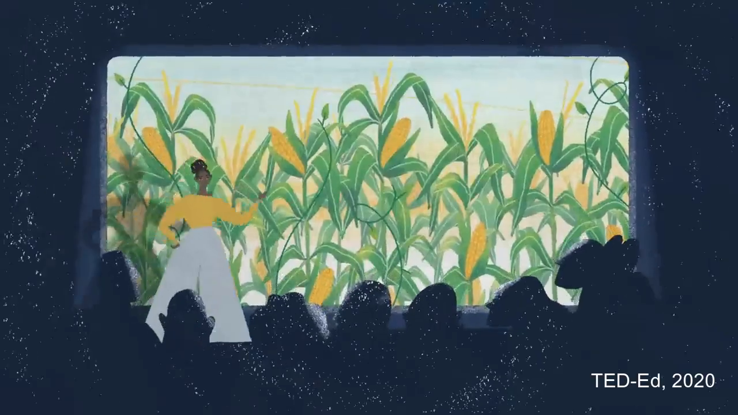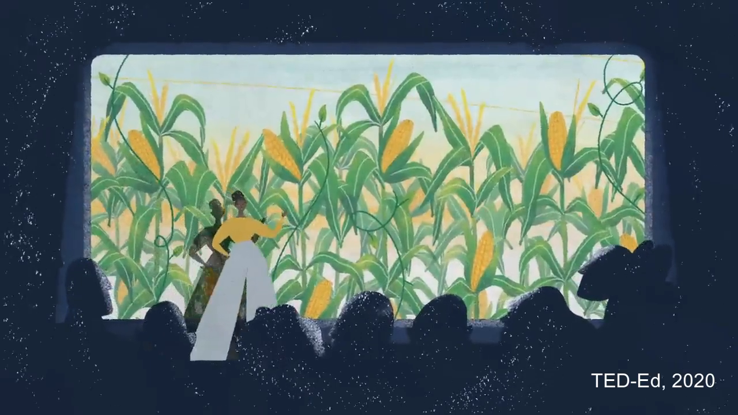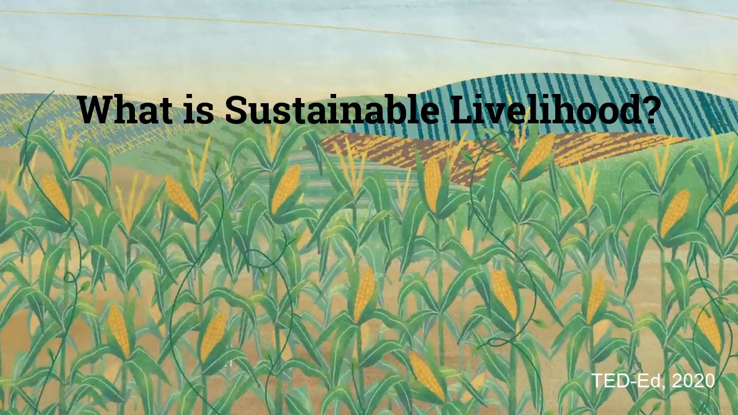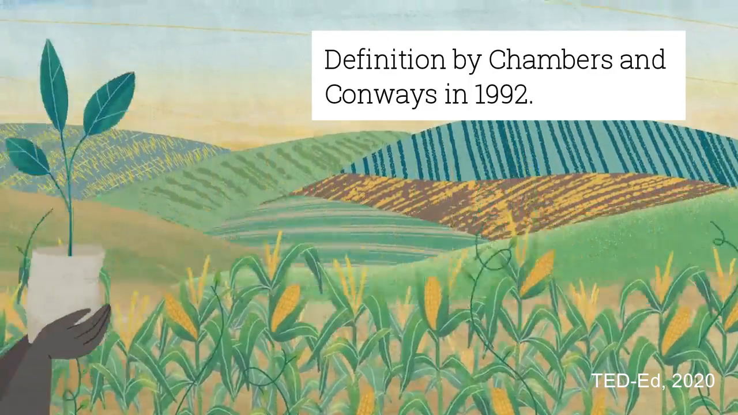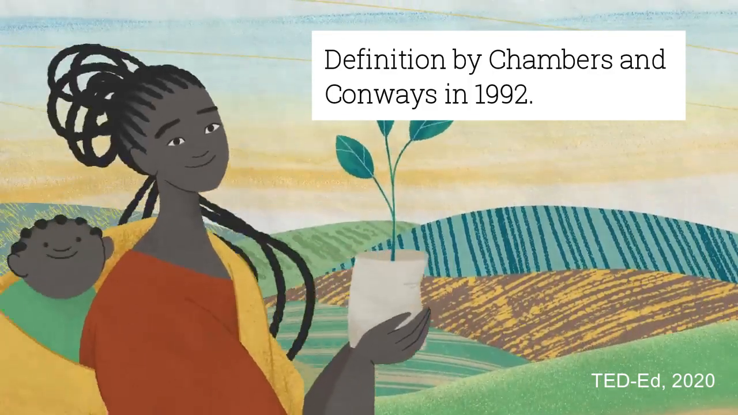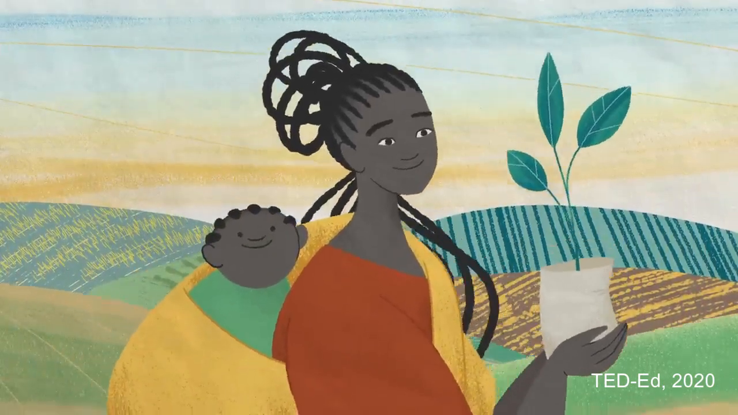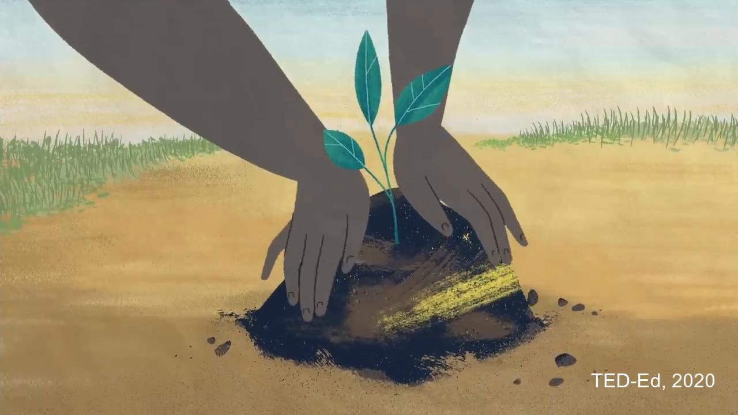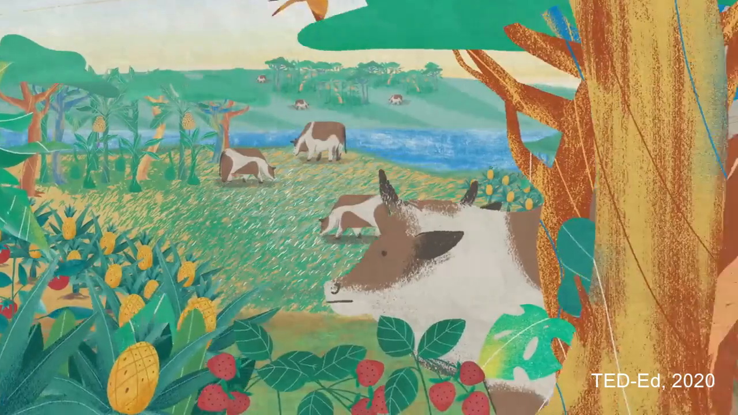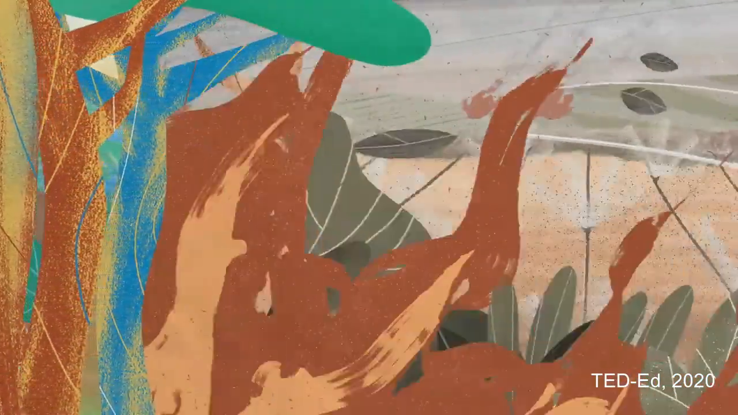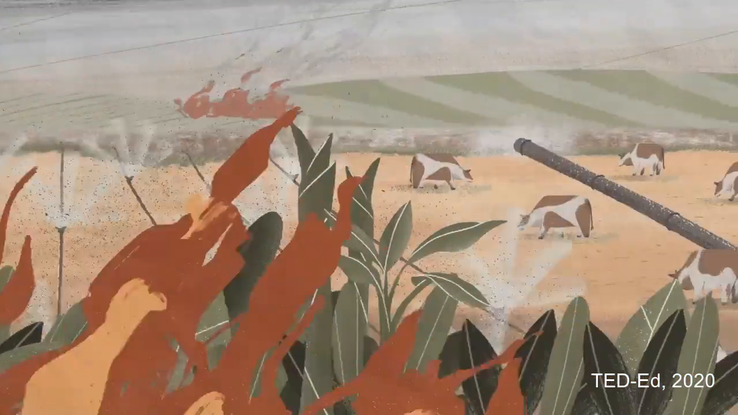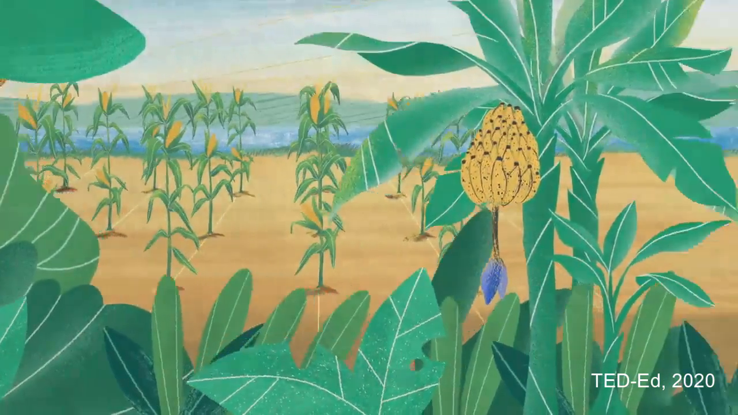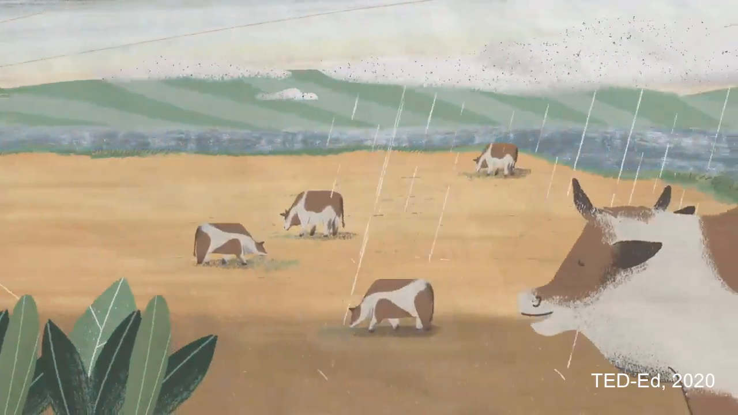Sustainability. Now, before delving into the framework, let's define the main concept. What is sustainable livelihood? According to Chambers and Conway's work paper, a livelihood comprises the capabilities, assets, and activities required for a means of living. A living is sustainable when it can cope with and recover from stress and shocks, maintain or enhance its capabilities and assets, and provide sustainable livelihood opportunities for the next generation.